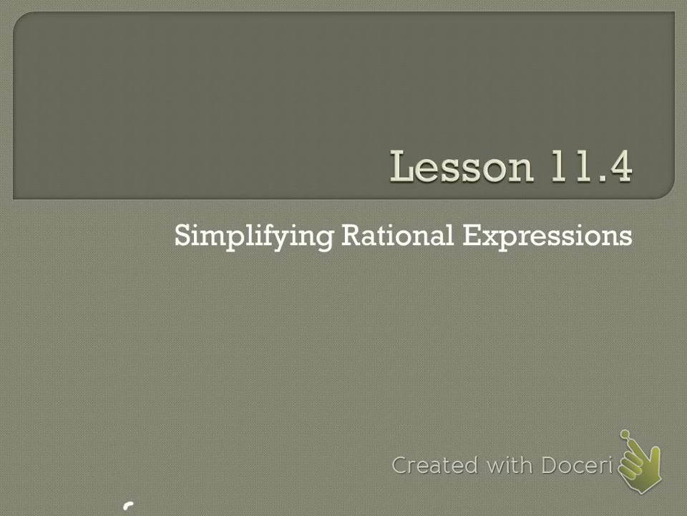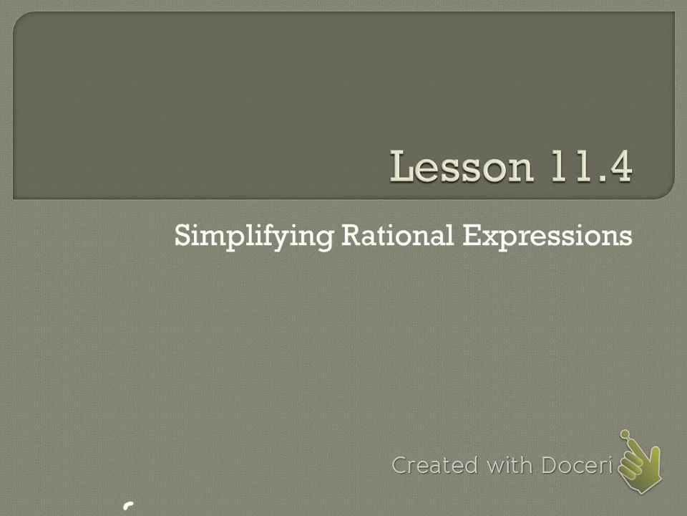Okay, lesson 11.4 is simplifying rational expressions. And all that rational means is that the number can be written as a fraction, or you have a fraction. So you have 1/2 or 2, they can both be written as fractions. The only thing that is not a fraction is if you have a 0 in the denominator.